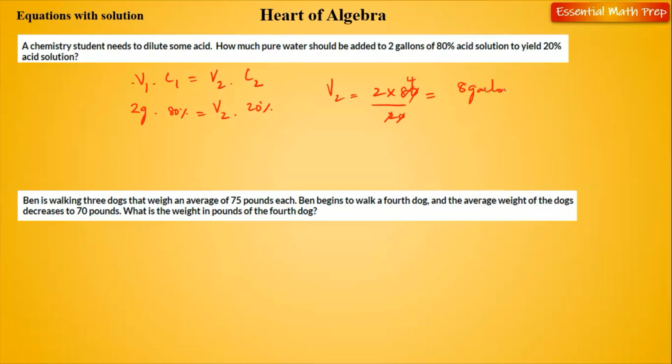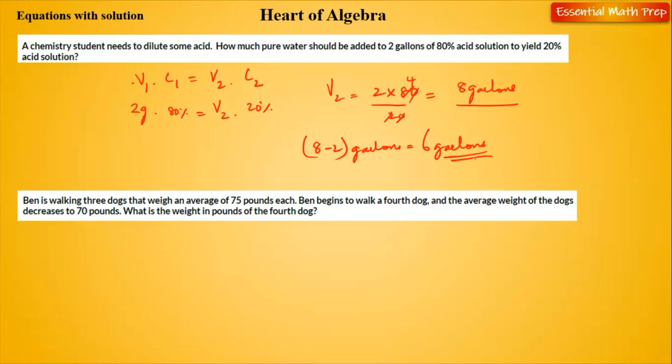Now, this is not what the question is asking. You had to go from 2 gallons to 8 gallons of water. So how many gallons of water did we add? We add 8 minus 2 gallons equals 6 gallons. That's the answer.